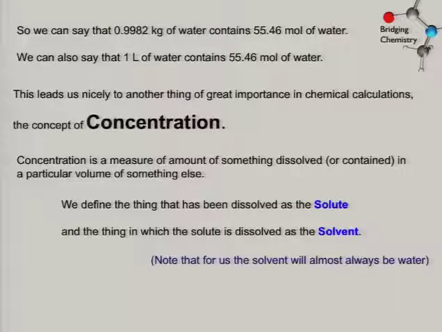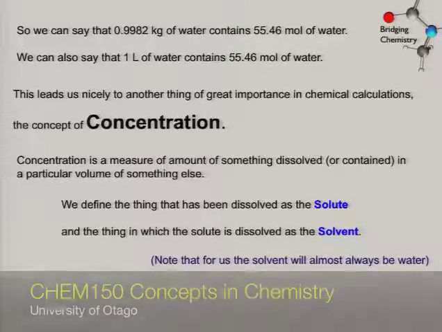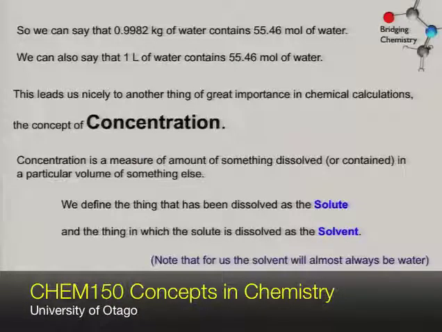And so we tend to be talking about solutions. I mean, we can talk about the amount of water in water, but typically we're talking about the amount of something dissolved in something else to give a solution. And so there's a couple of wee definitions here. When we're making up a solution of something, we define the thing that has been dissolved as the solute, and we define the thing that does the dissolving as being the solvent, the thing that the solute is dissolved in. And then it says, note that for us, the solvent will almost always be water.